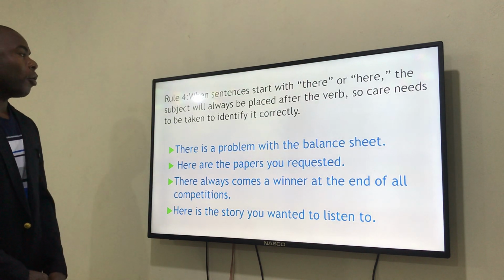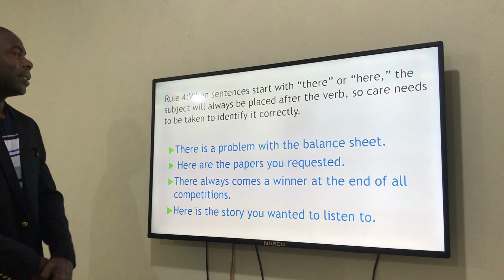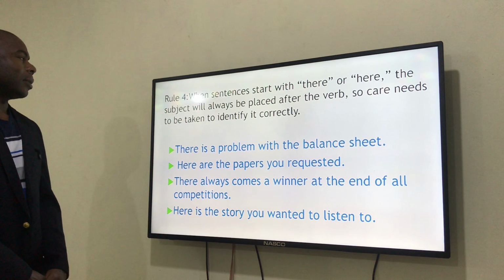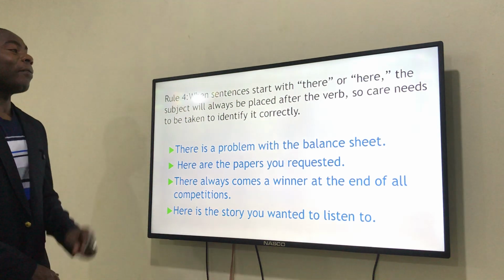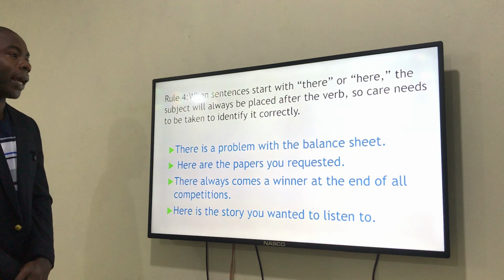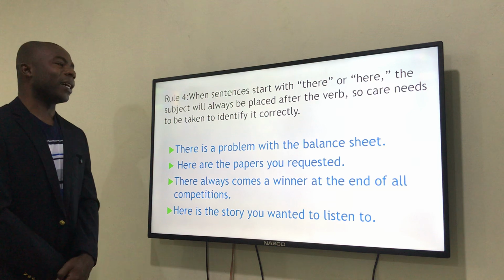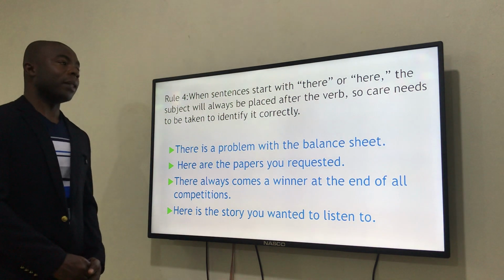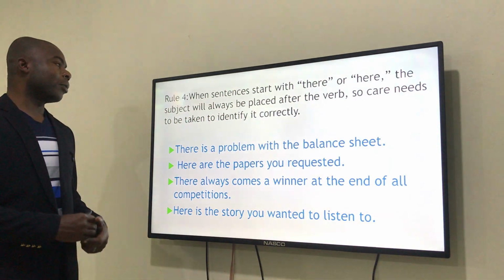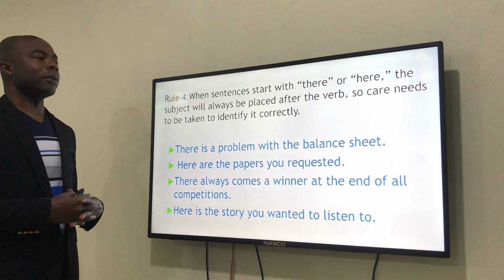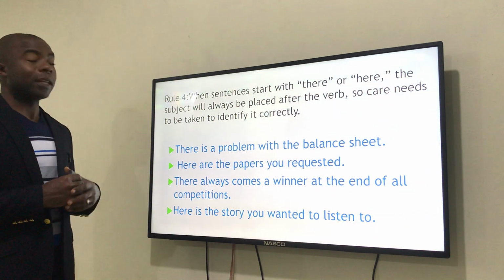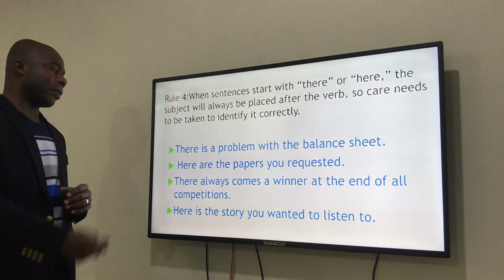Rule number 4. When sentences start with there or here, the subject will always be placed after the verb, so care needs to be taken to identify it, the subject, correctly, because it comes after the verb.